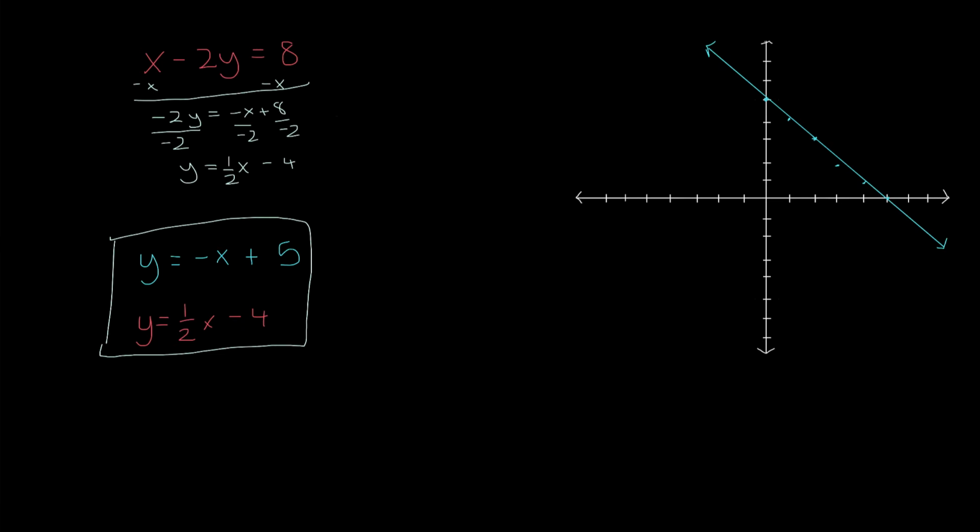Now for the second one, we have y equals half x minus 4. The y-intercept is minus 4, so let's go down 4. The slope is 1/2, so we rise 1 and go over 2. Rise 1 and go over 2 again. We connect these points with a line to get our graph.